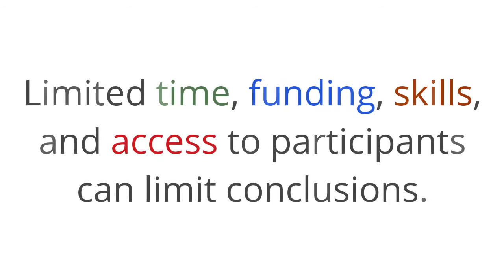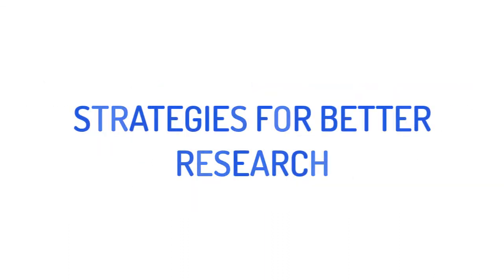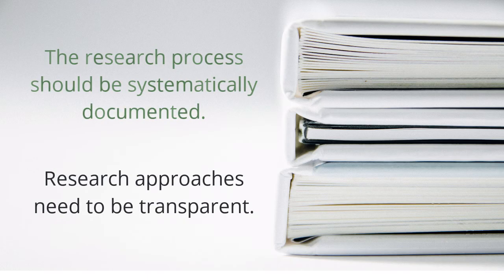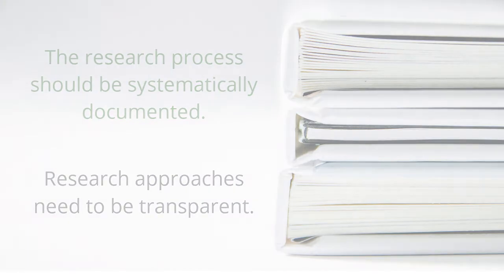your work if necessary. And like any research project, limited time, funding, skills, and access to participants can limit the conclusions you can make about your findings. Given this reality, how can you make sure that you are doing community-based research well? We recommend 3 strategies. First, the research process should be systematically documented so that each step can be reported to community partners. Research approaches need to be transparent and open to scrutiny.